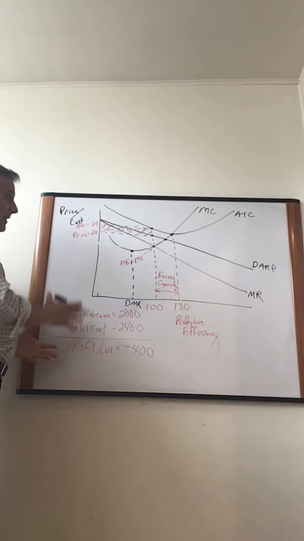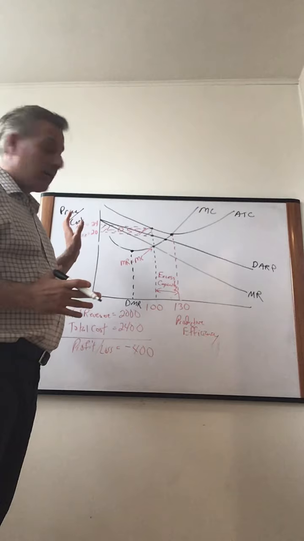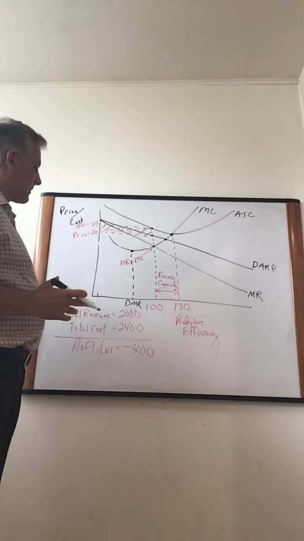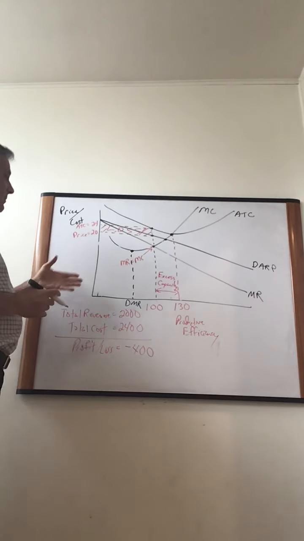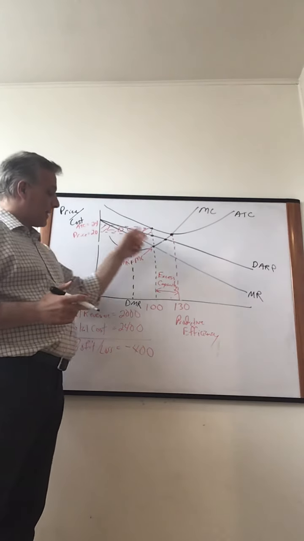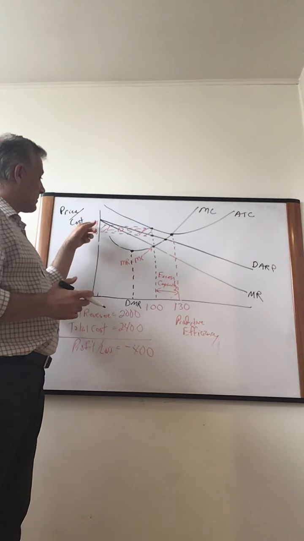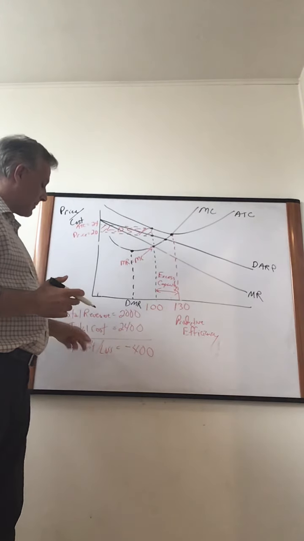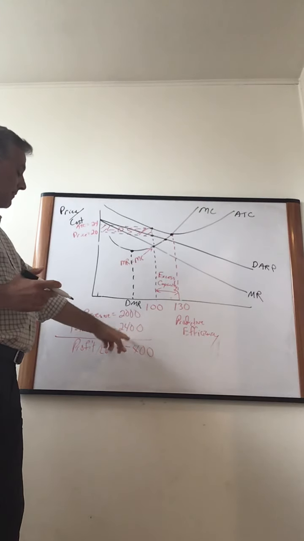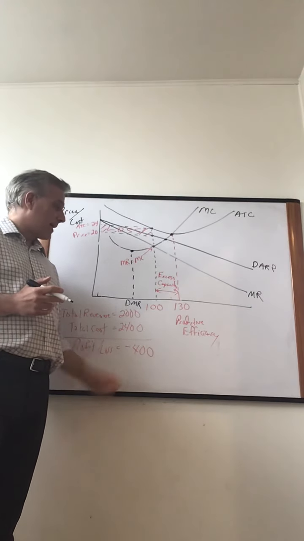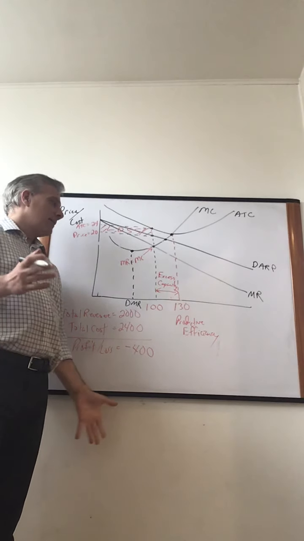They may ask you to calculate total revenue, total cost, and profit or loss. So total revenue is the price times the quantity, 20 times 100. Total cost is average total cost times the quantity. Total revenue minus the total cost gives us a loss of $400.